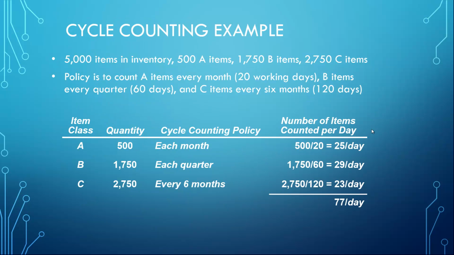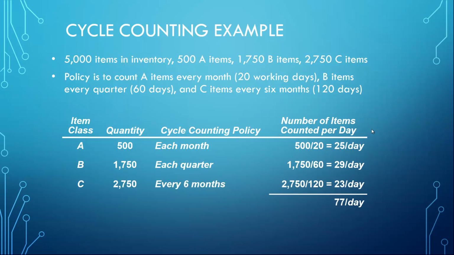For example, if there are 5,000 items in inventory, 500 A items, 1,750 B items, and 2,750 C items, the organization's policy based on that classification is to count A items every month, 20 working days, B items every quarter, that's 60 working days, and C items every 6 months, that's every 120 working days. To find the number of items that should be counted per day, we divide the quantity by the number of working days within the cycle.